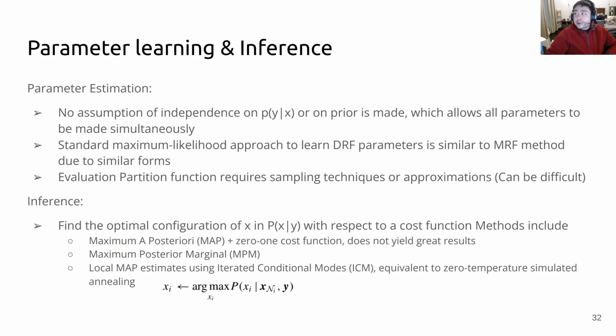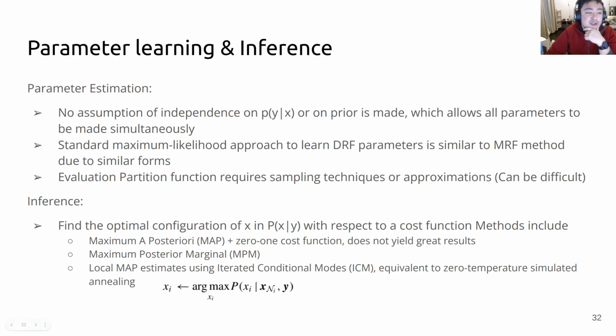So I'll give a quick overview on parameter learning and inference. In parameter estimation, there's no assumption of independence of the likelihood term or on the prior, which allows us to model the parameters at the same time. We use standard maximum likelihood approaches to learn the parameters, and it's similar to Markov random field methods because they're in similar forms. The only thing that might be difficult is evaluating the partition function inside of a Gibbs random field, and this might require some generative approaches, so sampling techniques and approximation. So this can be quite difficult.